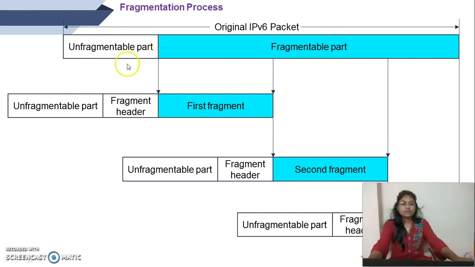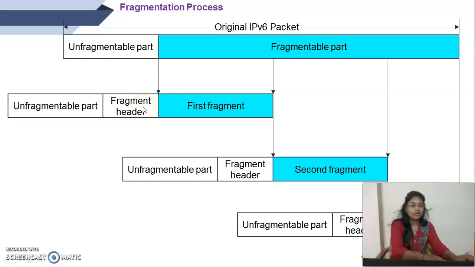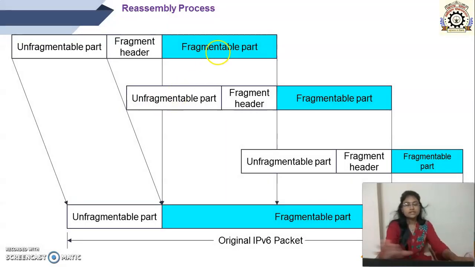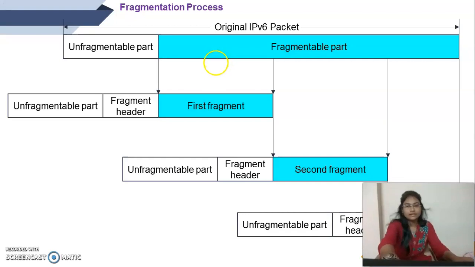So the unfragmented part means the base header. This base header is the unfragmented part. We don't have to fragment it, and only the payload part is fragmented. After the fragmentation of this payload part, we can create the first fragment, second fragment, and third fragment. Between the base header and the fragment part, we include the fragmentation header, whose fields we already learned. This is the process done at the sender side.